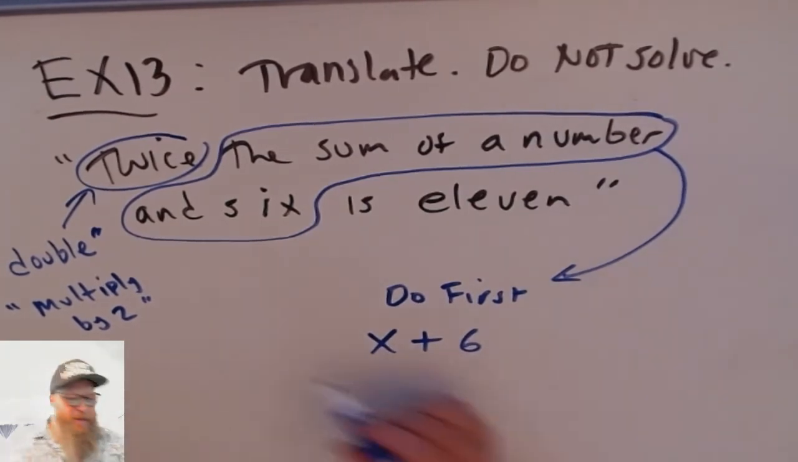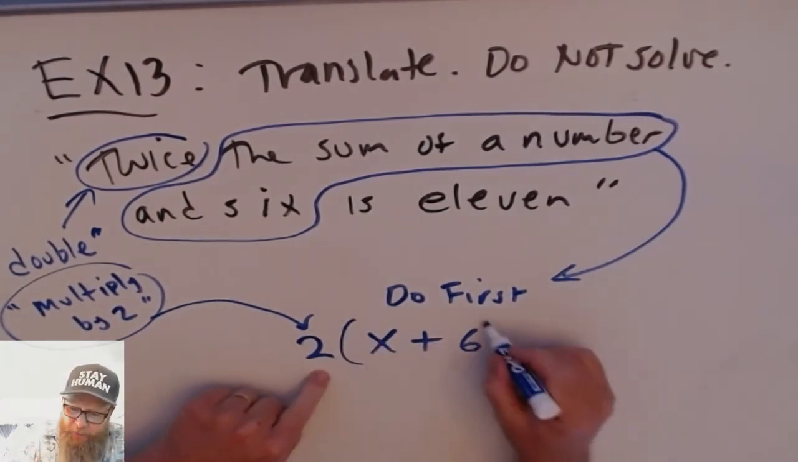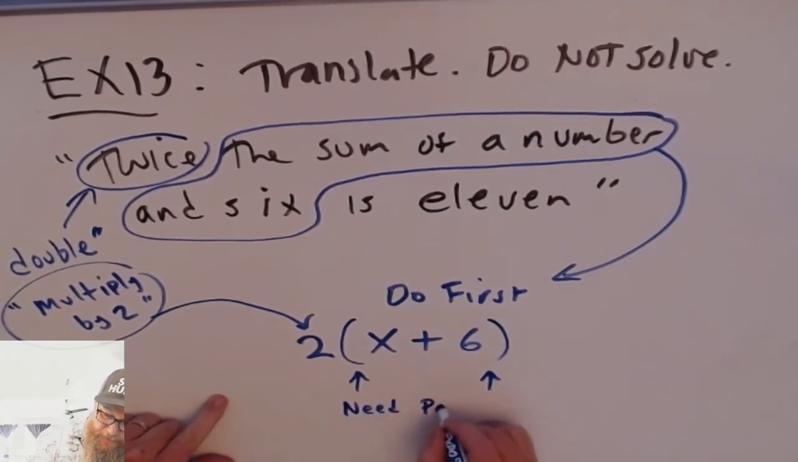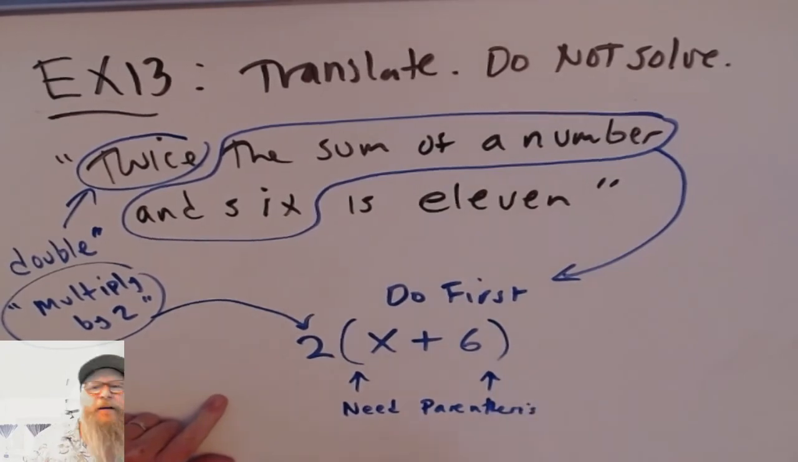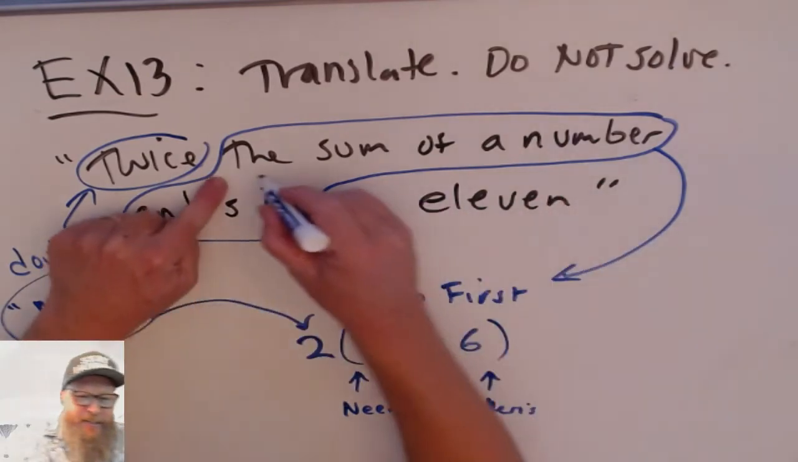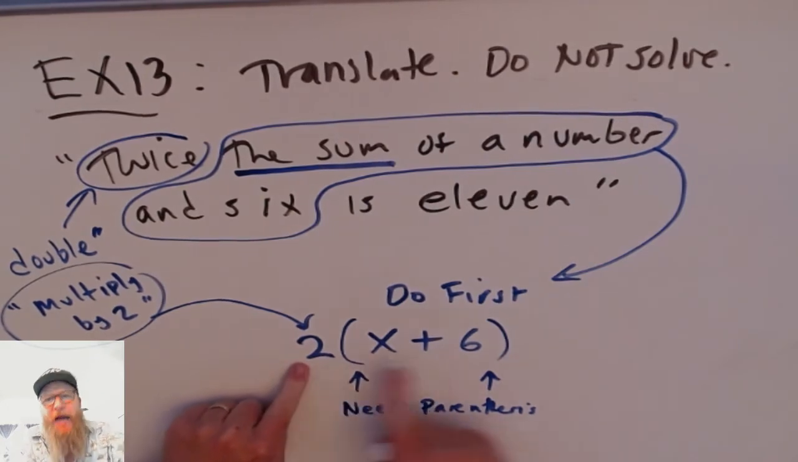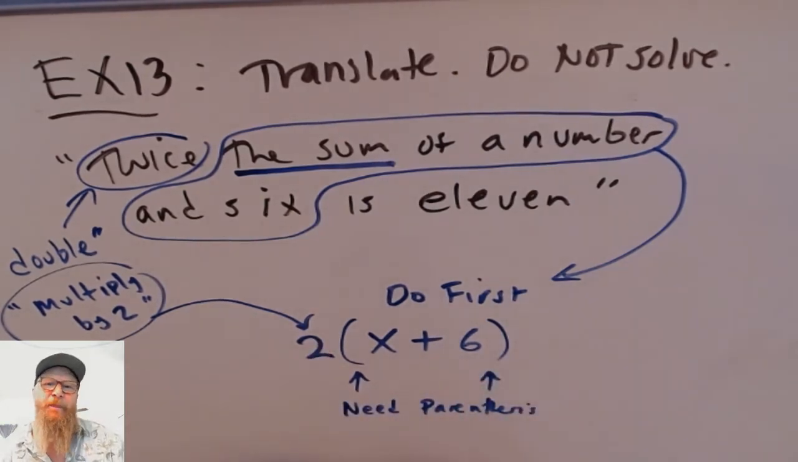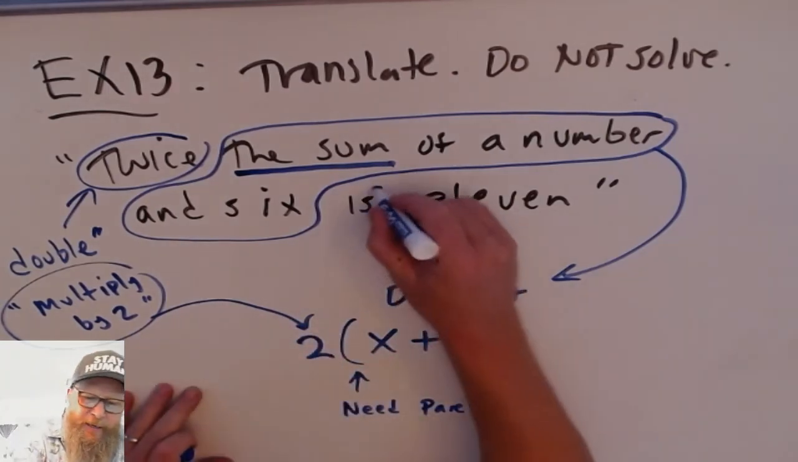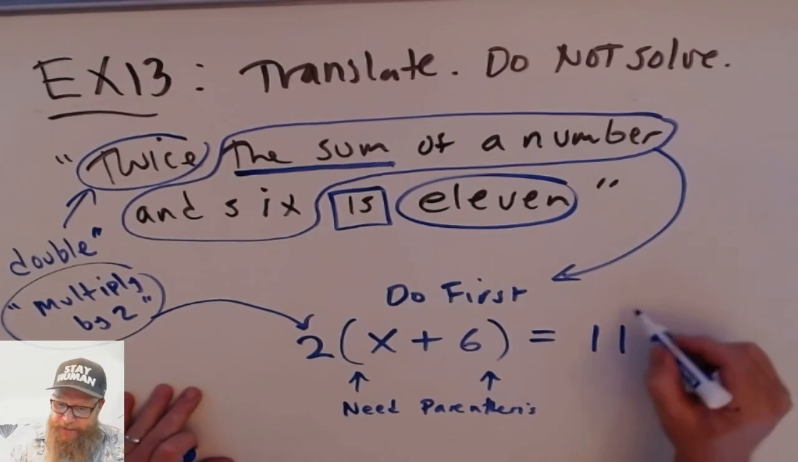Then you're going to multiply it by 2, but you have to use parentheses, because it doesn't say twice a number. It says twice the sum. And that means that the 2 is applying to the entire sum. Now, I don't want you to solve this. Just leave it in this form. Then look for your keyword, is, and then clearly 11, and then you are done.